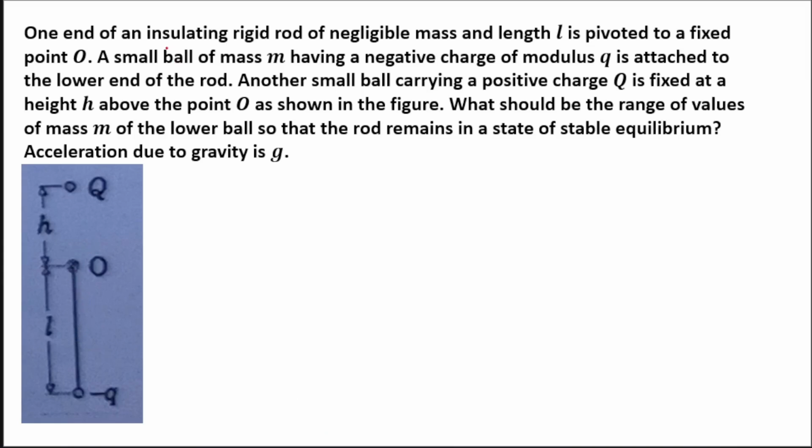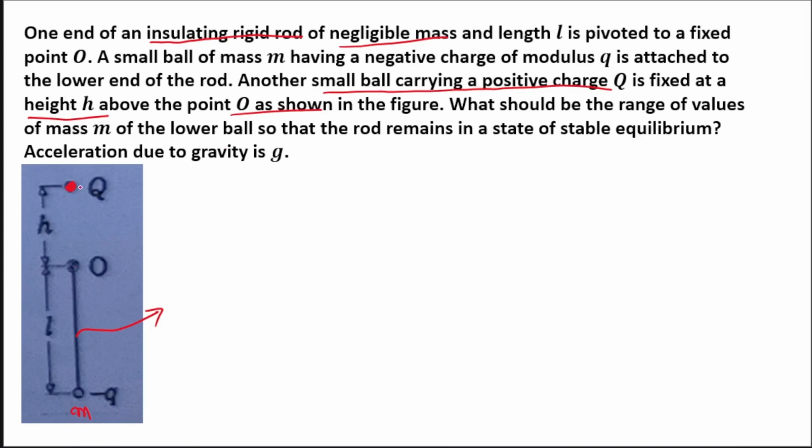हमारे पास एक insulating rigid rod है, ठीक है, and this is of negligible mass. So this is that rod, okay, and at one end of it there is a small ball of charge minus q and mass m attached over here, okay, and one end of it is fixed at point O. Now what is said, another small ball carrying a positive charge Q is fixed at a height h above the point O as shown in the figure. So there is one more charge over here.